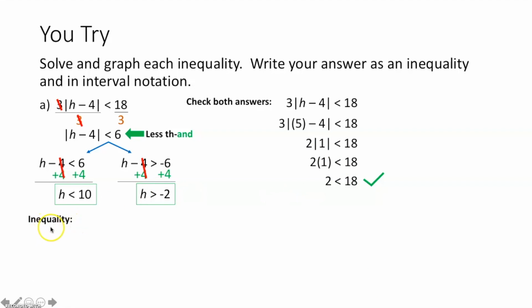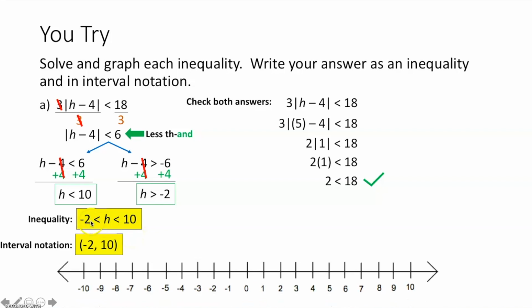Now let's go to our inequality. To write this, because it's an and compound inequality, we're going to start with our lower endpoint, negative 2, and we're going to put less than h, which is less than our upper endpoint, which is going to be 10. Again, no equal signs here because there's no equal signs here. After that, I need my interval notation. So for interval notation, this is super easy. There's no equal signs, so it's only going to be parentheses, and we just do negative 2, comma, 10.